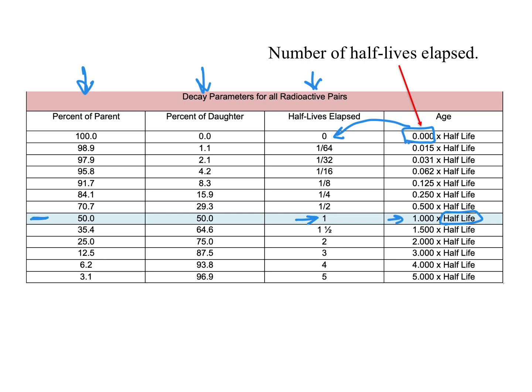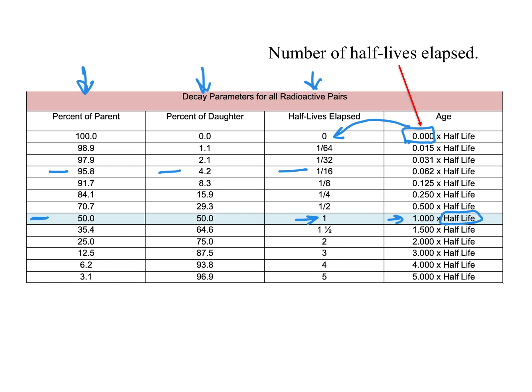So if you have a question that says there's 96% of the parent left in the rock that you're dating, you would come up here and you would say, okay, well, 95.8 is the closest to 96, right? So that means that we read over and the number of half-lives that have elapsed is only 1/16 of a half-life. That's less than a half-life, right?